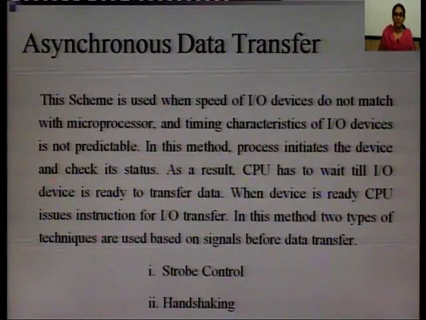In this method, the processor initiates the device and checks the status, which means the CPU has to wait till the device is ready to transfer the data.